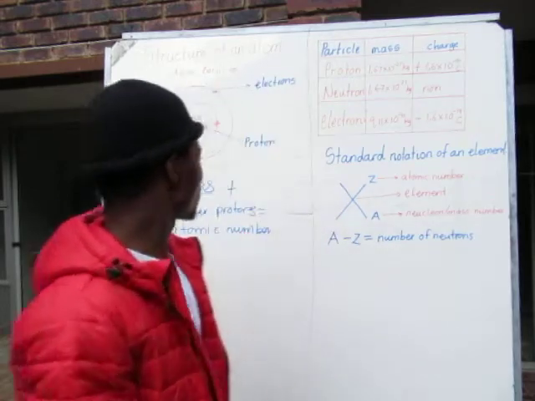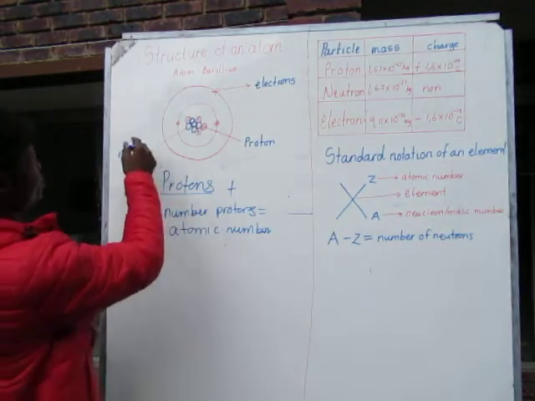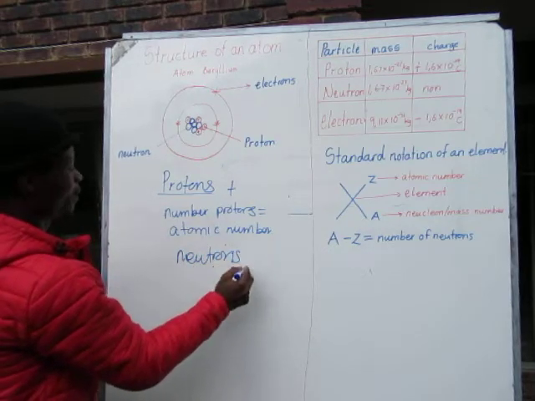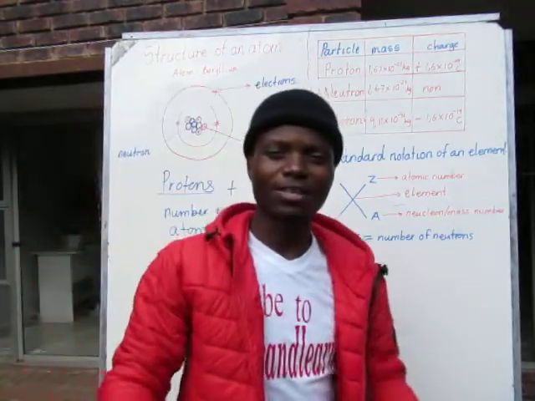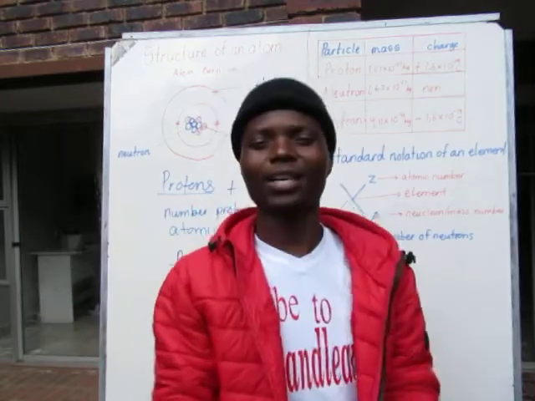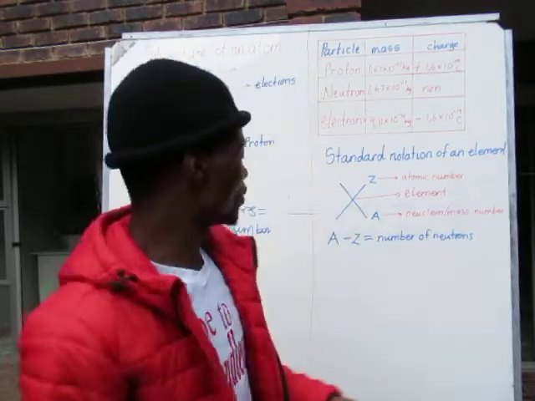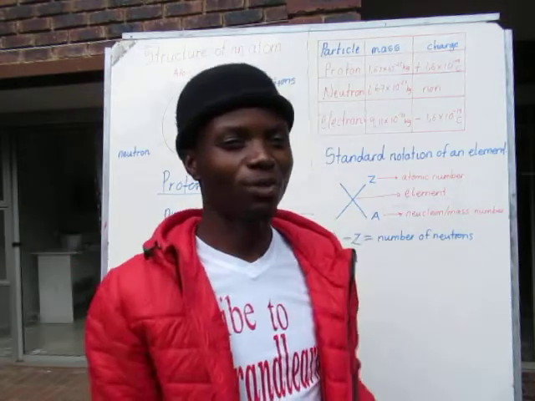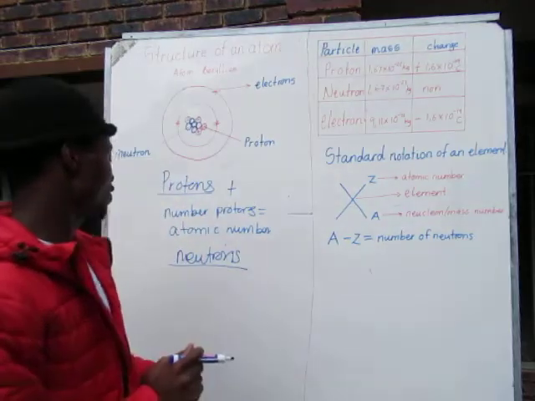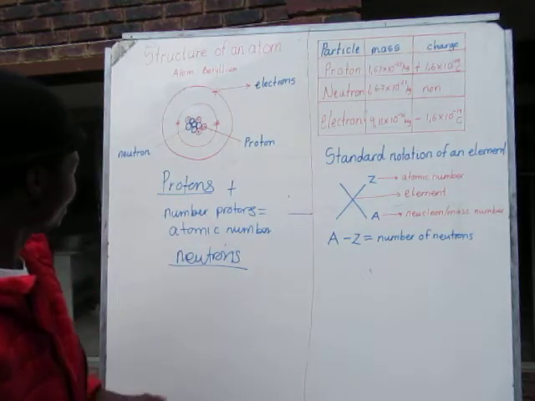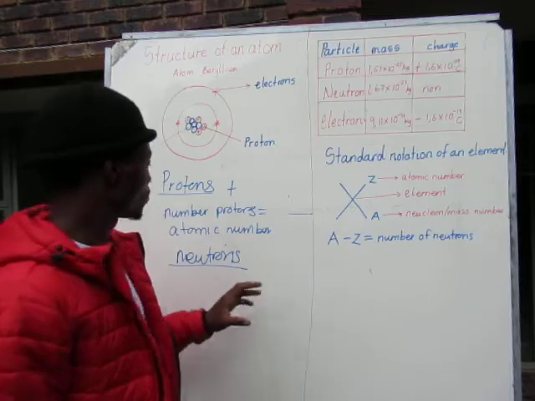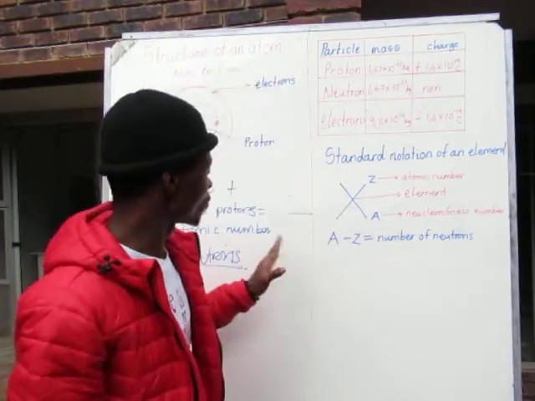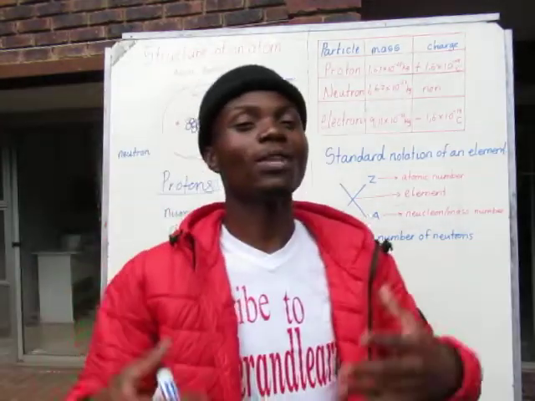Then the second part, we want to talk about the neutrons. Like we've said already, the neutrons make up the center of the atom. So they are found at the center. We call them the neutrons. The second thing is they do not have any charge. So they have a zero charge. The neutrons do not have any charge. And the neutrons, together with the protons, make up what is called the nucleon number, which we also call the mass number.